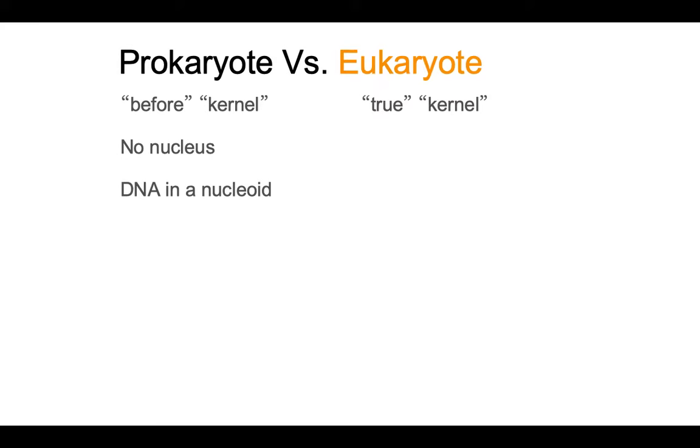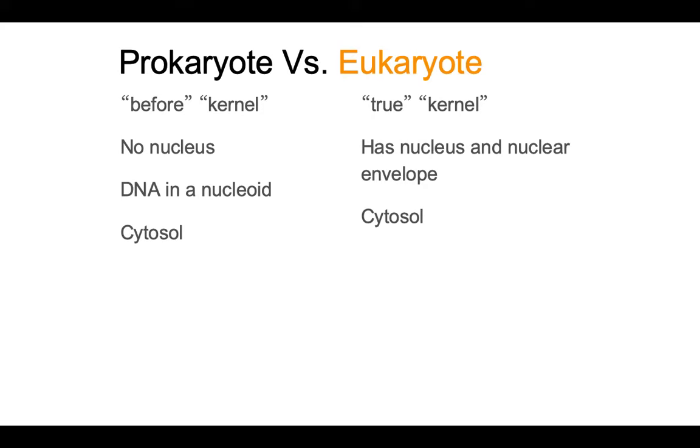Now, prokaryotes, because they don't have a nucleus, have their DNA in a nucleoid, and I don't need you to memorize that. I just want you to realize that there's a difference here. Because eukaryotes, on the other hand, have the nucleus, and so they have their DNA inside of that nucleus. Now, cytosol is going to be consistent throughout both types of cells. That's just our nice little liquid medium inside of the cell.